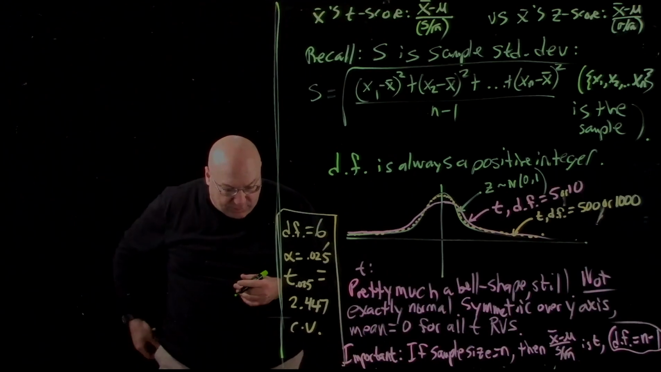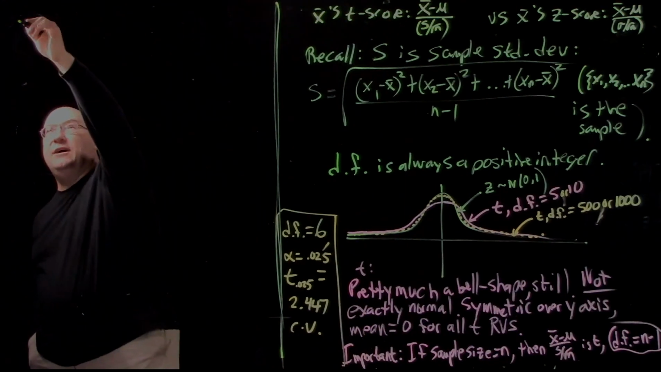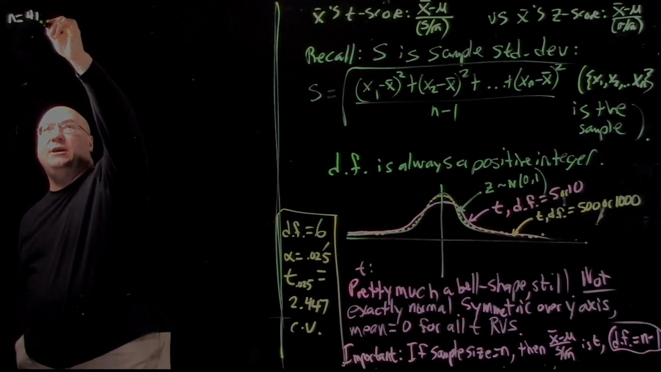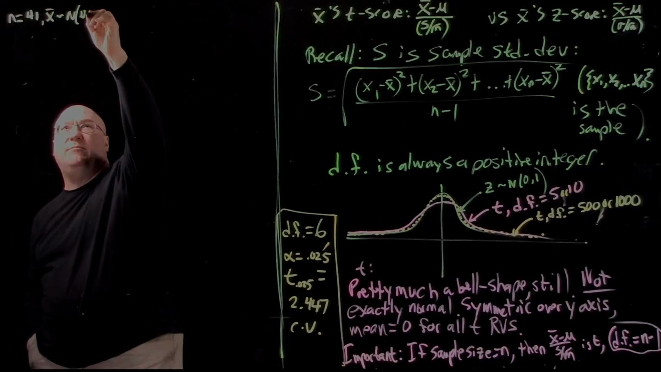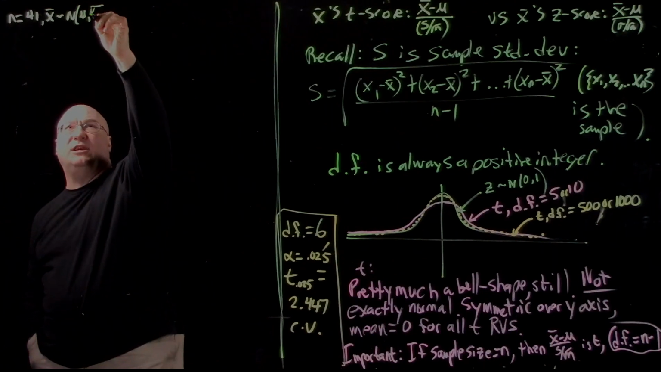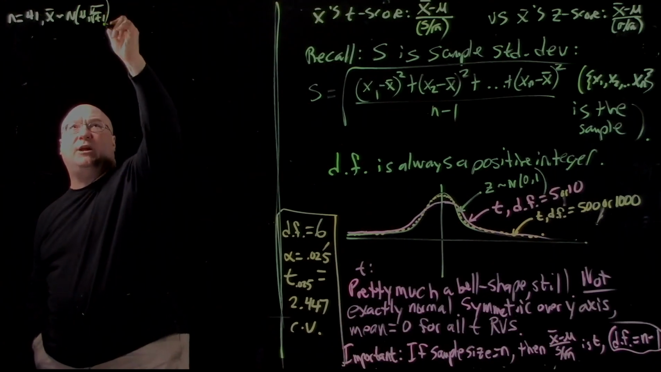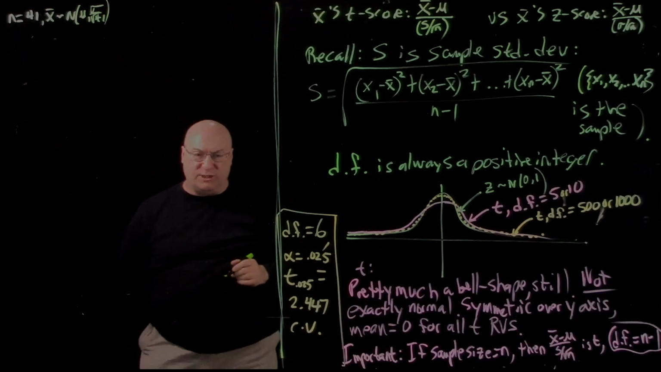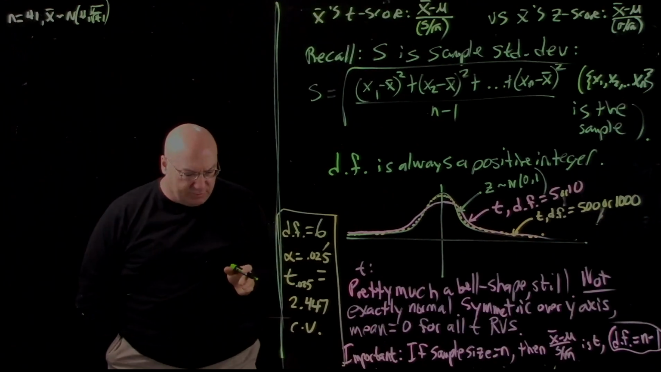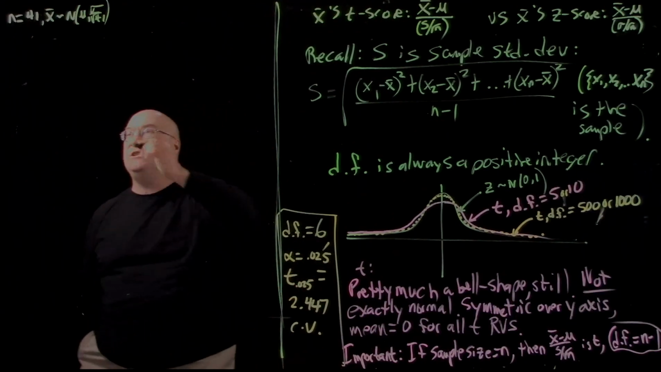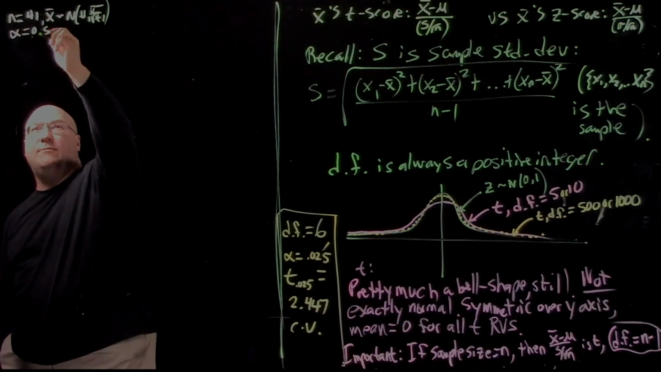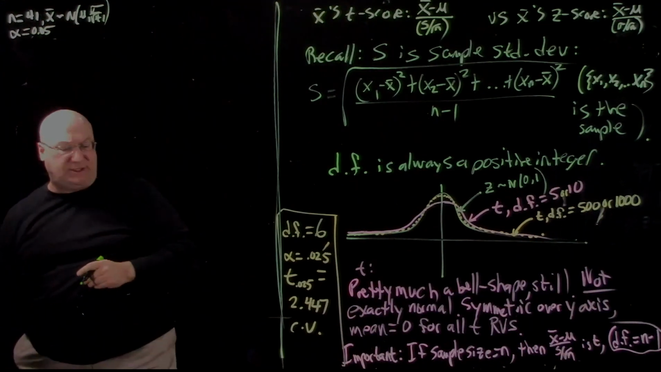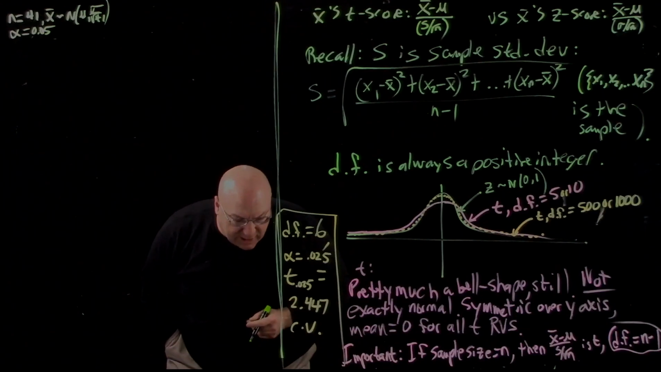Okay, so I have the following. Sample size is n equals 41, X bar is normal with mean mu and standard deviation sigma over the square root of 41. I'm not even giving values to mu and sigma right now. I don't need to do that for the purposes of what I'm doing here. And my cutoff probability is 0.05.